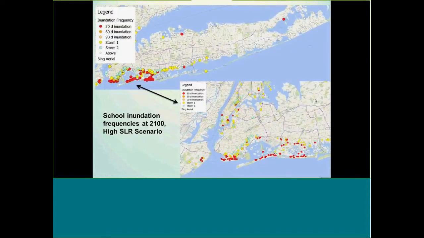Point infrastructure is also looked at. These are school inundation frequencies across the study area with 30-day floods. This is a worst-case scenario. It's 2,100 at the high sea level rise scenario, but it gives you a sense of where the vulnerable infrastructure is. And across the entire study area, it's clearly focused on the western portion of it and the southwest, to be more precise. Suffolk County has a lot less vulnerability than the other counties.